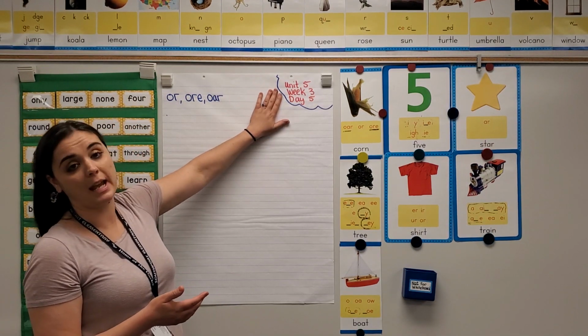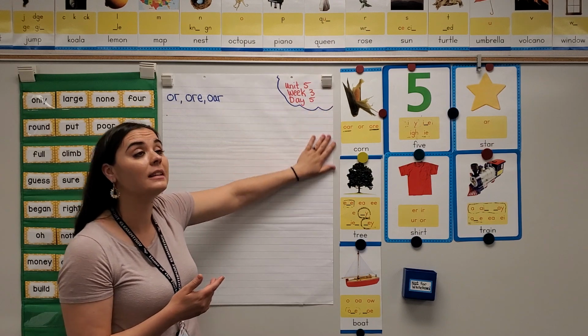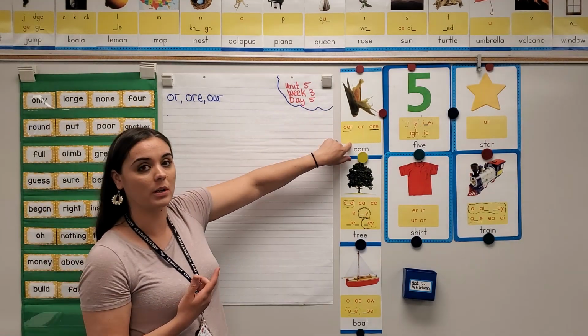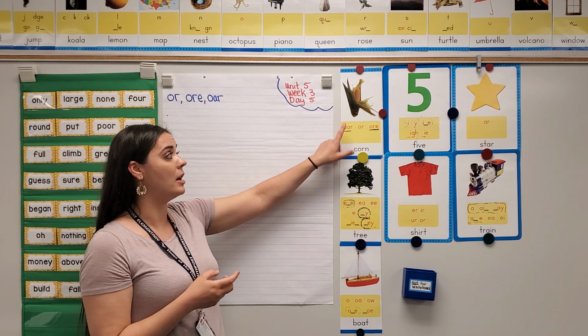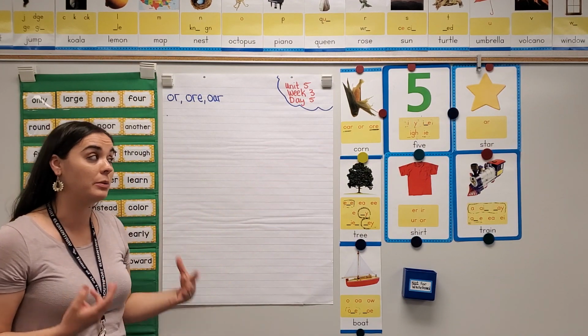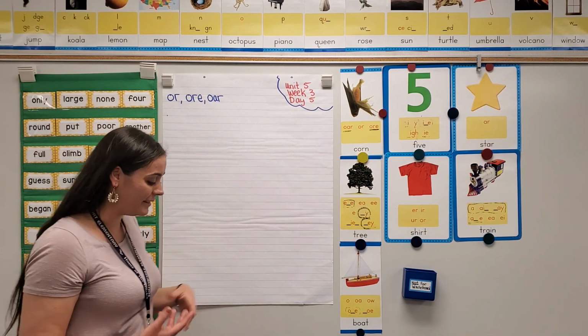So today we're working in Unit 5, Week 3, Day 5. That's the last day that we're working on that OR sound with that corn card. And we can spell that using O-A-R, O-R, like your high frequency word or that you already know, or O-R-E.